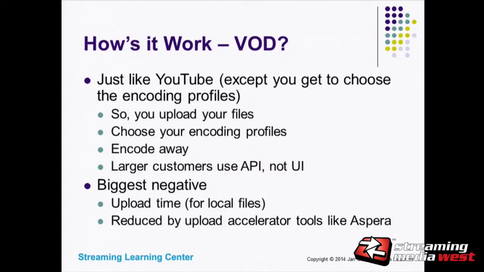And then, for anybody who's never used a cloud encoder, how does it work for VOD? It's pretty much just like YouTube. Everybody's used YouTube. You just upload your file. You get to choose your encoding profiles, unlike with YouTube. And then you start encoding. Larger customers use an API. Some cloud encoders also offer a watch folder, which is a nice automation feature that's a little bit simpler than an API.